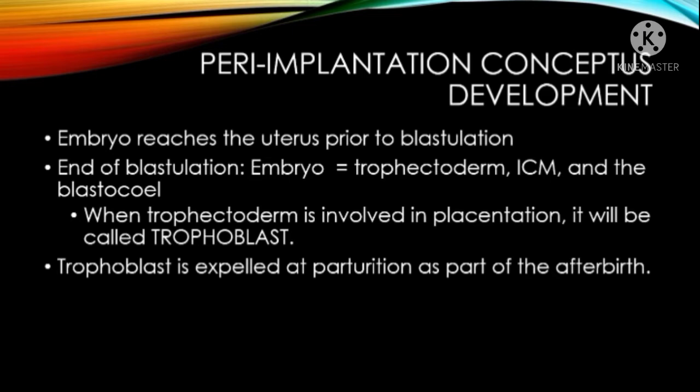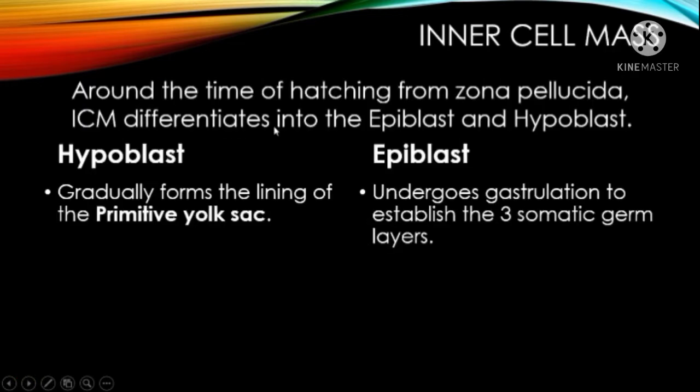The embryo reaches the uterus prior to blastulation, and by the end of the blastulation, the embryo would consist of the trophectoderm, inner cell mass, and the blastocoel. A thing to note is that when trophectoderm is involved in placentation, it will be called trophoblast. The trophoblast is expelled at parturition as a part of the afterbirth. So let's go to what happens to the inner cell mass.